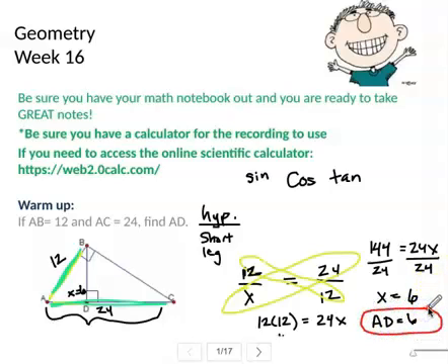So check your work with mine. Just keeping those proportions in mind and how we can use proportions to solve for missing side lengths when we have an altitude drawn into a right triangle. So I'm going to continue on.